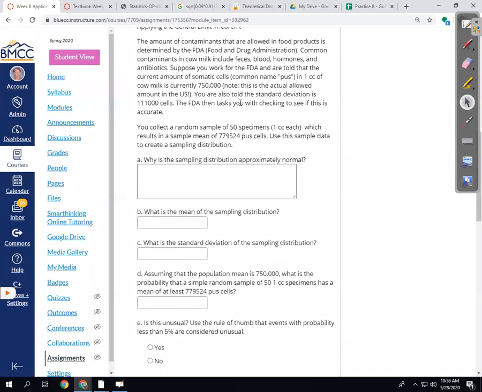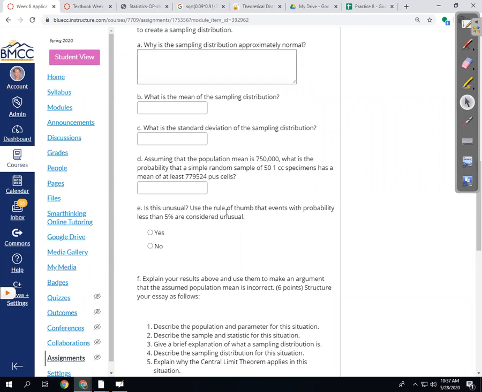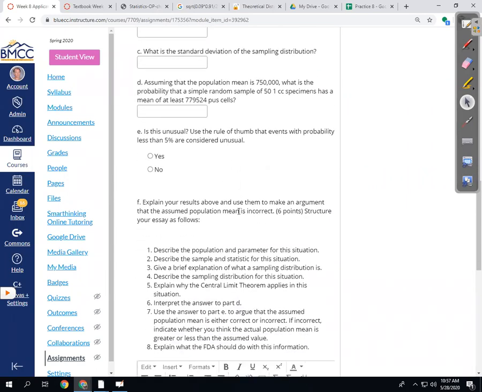So then you're told the standard deviation is 111,000 cells, so there's some spread in that amount. You get a sample, and each of you will have slightly different numbers here, but the 750,000 is the population mean. So that's kind of like this cigarette problem. And then you're given a sample mean. You've got to differentiate between the population, the sample, and the sampling distribution. And then there are a few questions down here that ask you to think about that.